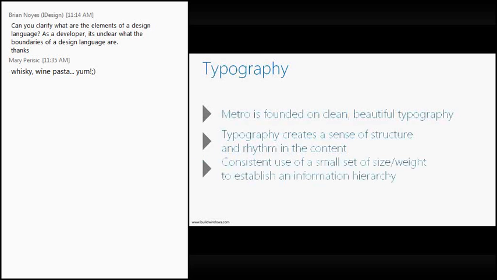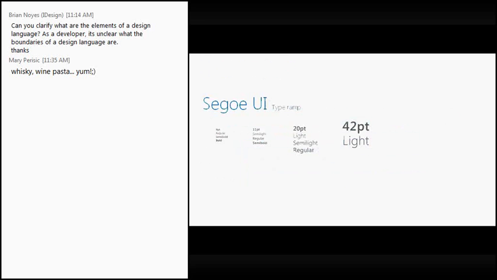You can alternate between size and weight, between light, regular, and bold, and different sizes of your font and your typography to really establish that information hierarchy. So we've created a type ramp, and you're going to see Segoe as one of the default fonts, and it is the official Windows 8 Metro style font.